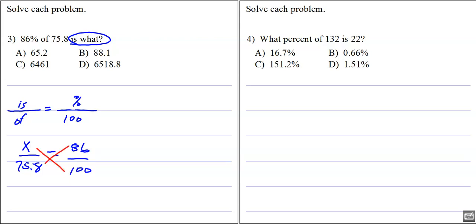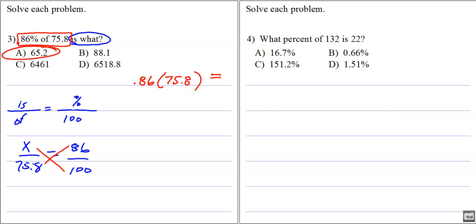Another way to do it is when you want to find the percent of a number, you can just change it to a decimal. So that's how you find 86% of 75.8, and you're going to have to ballpark this. Looks like the only one that makes sense is A, 65.2.